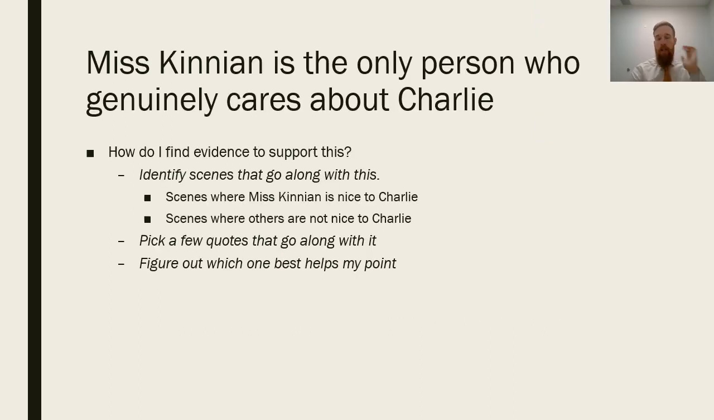So I want to claim Miss Kinnian is the only person who genuinely cares about Charlie. To find evidence to support this, I need to know some of the things I'm going to say about it, but I also need to identify scenes in the text that go along with it. So I'm going to look for scenes where Miss Kinnian is nice to Charlie, and scenes where others are not nice to Charlie, because I'm saying Miss Kinnian is the only person who genuinely cares about Charlie. So now I know what kind of things I need to back myself up.